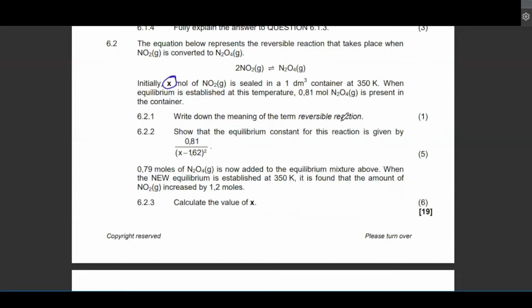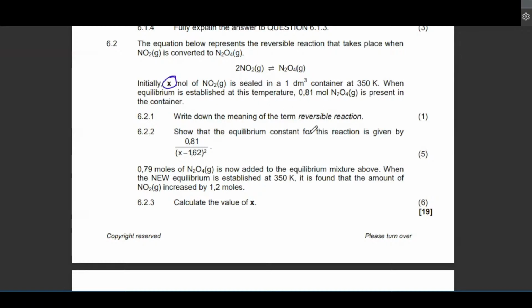Write down the meaning of a reversible reaction. A reversible reaction is when the products can be converted back to reactants. Don't tell me that a reversible reaction is a reaction whereby it can be reversed. No, the products can be converted back to reactants.